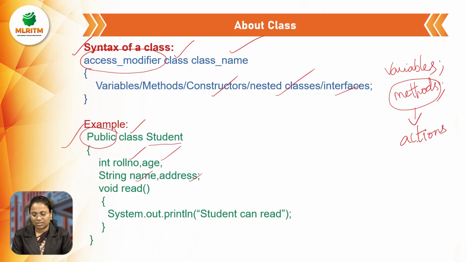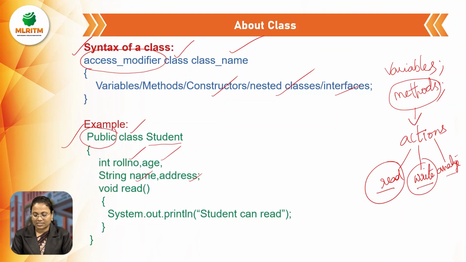Actions. What are the actions done by the student? A student can read, a student can write, a student can analyze, or think. So these are the different actions a student can perform. Every action we can treat it as a single method, right?